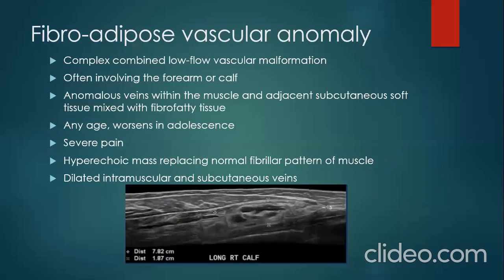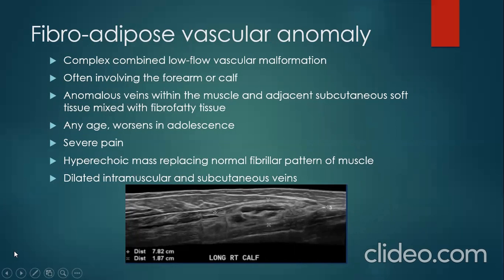Then moving on to fibroadipose vascular anomaly. This is a complex combined low flow vascular malformation, and it often involves the forearm or the calf. So there are anomalous veins within the muscle and adjacent subcutaneous soft tissue mixed with fibrofatty tissue as seen in this image. It affects any age, but usually worsens in adolescence, and it is usually associated with severe pain.